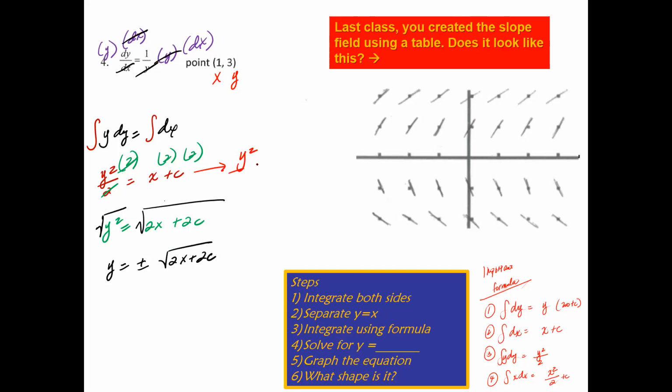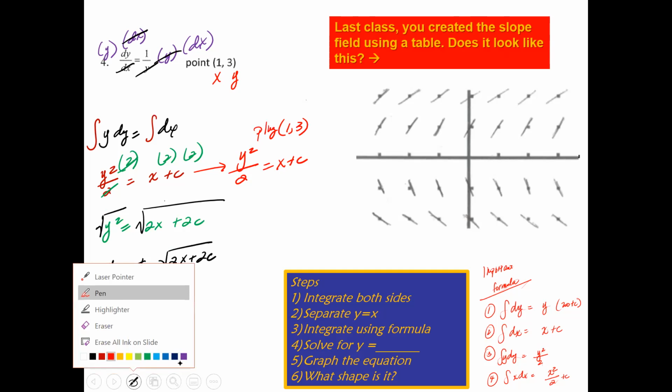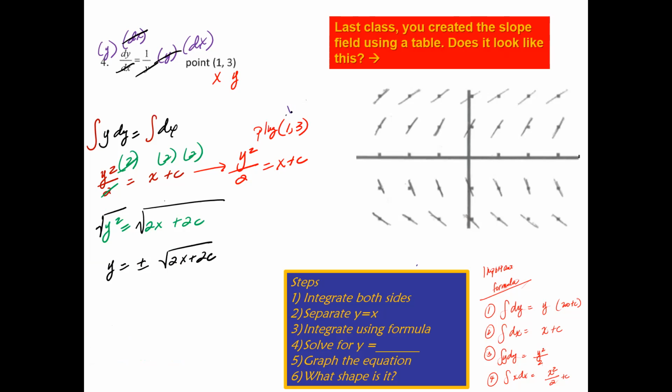So I'm going to use y squared over 2 equals x plus c. Let's go ahead and plug in the point 1, 3, which is going to give you x is 1, y is 3. So that's 9 over 2 equals 1 plus c. So then if I go ahead and subtract the 1, it's 9 over 2 minus 2 over 2 equals c, which is 7 over 2. And that is your c in this situation.